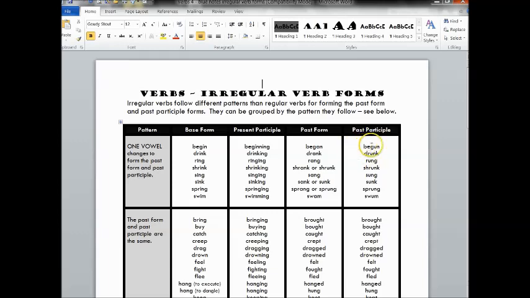I had begun my homework when the electricity went out. She had drunk the soda before she knew it was sugar-free. The bell had rung before I was finished. Okay, so we use the helping verb have in front of the past participle.